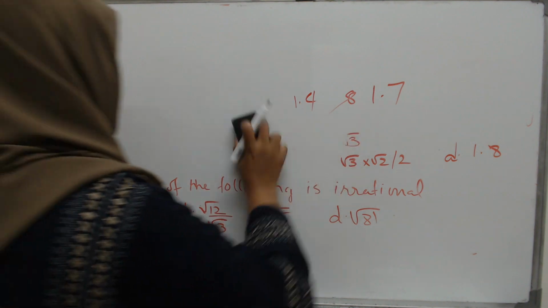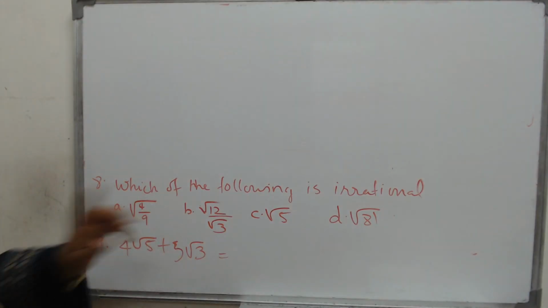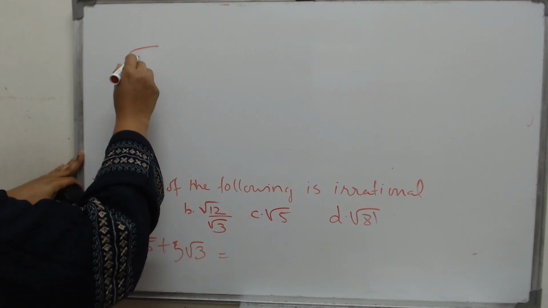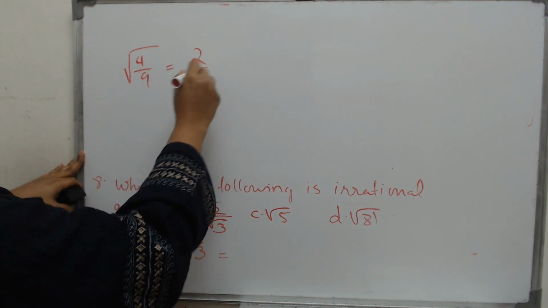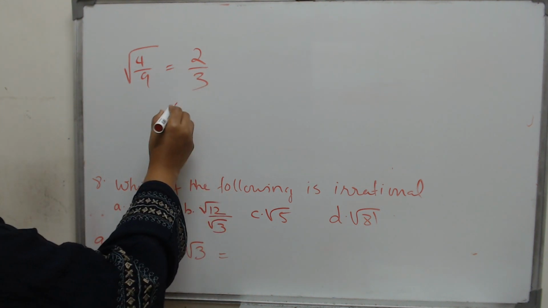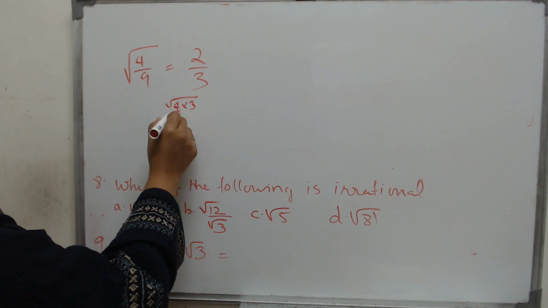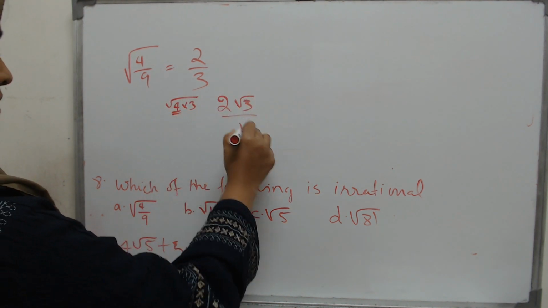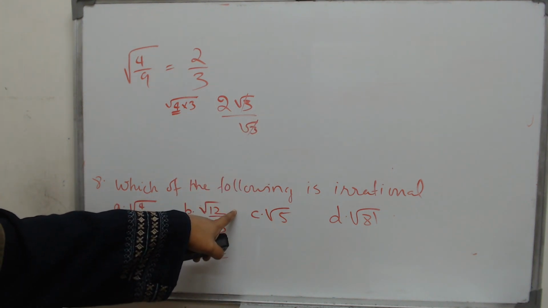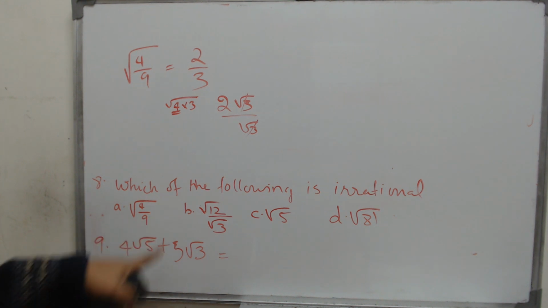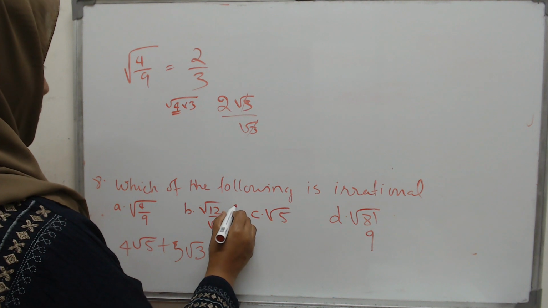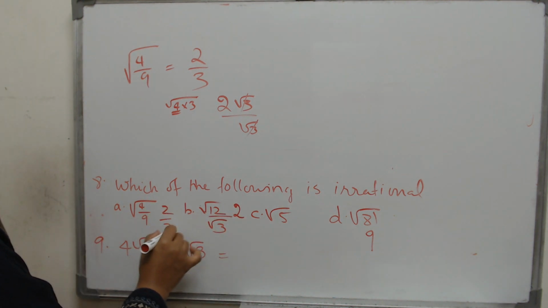Now look at the next question. What do you see here? Which of the following is irrational? This is what? Square root of 4 by 9 is equal to what? This is 2 by 3. What about this? Now the square root of 12. 12 is actually what? 4 into 3. Now you can take 2 out, and these two get cancelled and this answer is actually just 2. This is 2. This is 2 by 3. And what is root 81? Root 81 is 9. So what is the only number which is irrational?